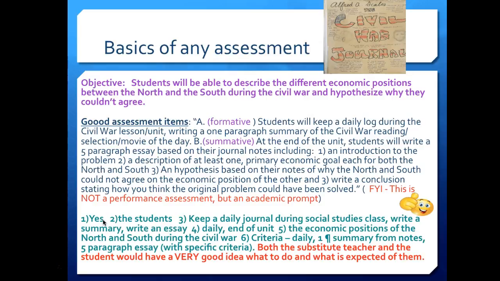Then B is the summative. At the end of the unit, and I know here's a when, and I know who, students will write a 5-paragraph essay, what, on their journal notes, with what, including criteria. One, an introduction to the problem, a description of at least one primary economic goal, a hypothesis based on their notes, and a conclusion stating how they think it could be solved. All those are the criteria.